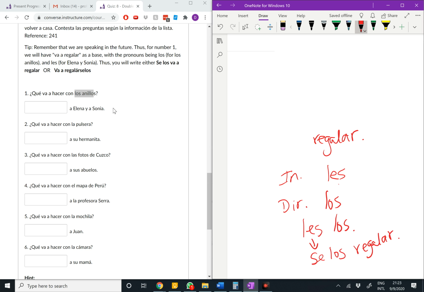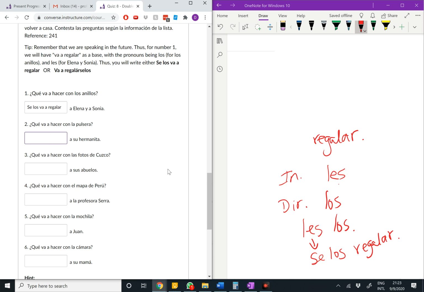However, we have to follow the model, right? So we have se los va a regalar a Elena y a Sonia. She is going to give them to Elena y Sonia, right? So following the model, the va a regalar has to go in every single one. You can put these se los at the beginning or at the end.